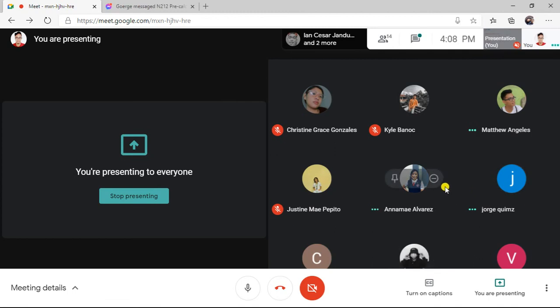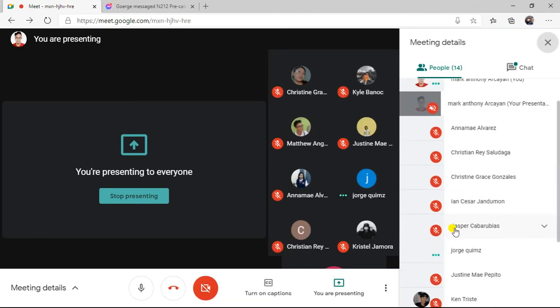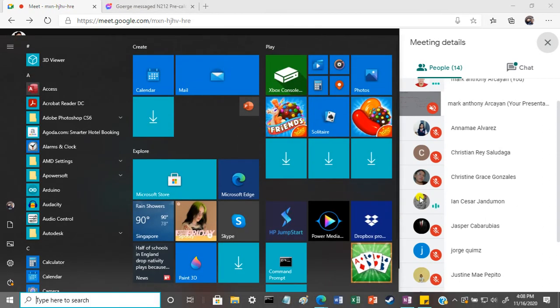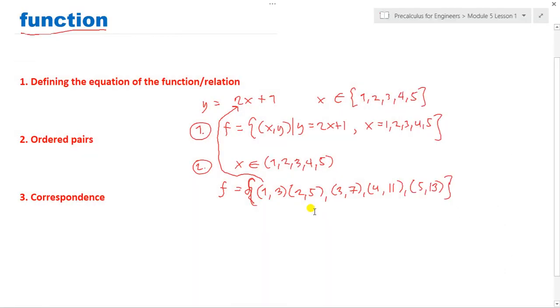Should I count? Should I do a roll call? How about Mr. Handumon? Function or relation? Function. Why function? These are 1 and 3, 2 and 5, 3 and 7, 4 and 11, and 5 and 13. Why do you consider this one as a function?